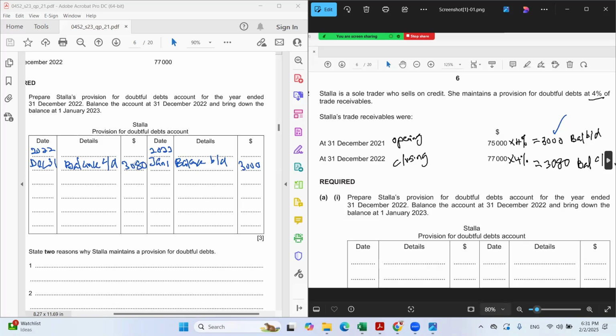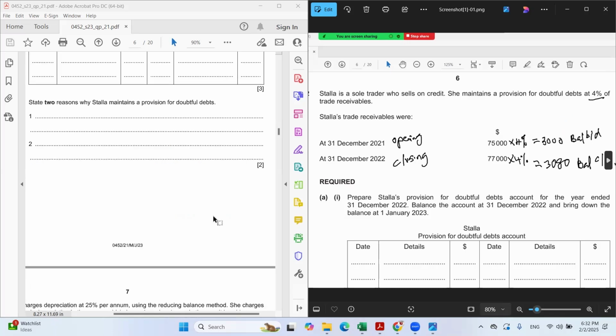So the difference has to be transferred to the income statement. Debit more than the credit means that our income statement amount should be on the credit side. So December 31st, income statement 80. This is what we get for the provision for doubtful debt. So transfer to the next year, January 1st, balance b/d 3,080. So this is for the provision for doubtful debt.